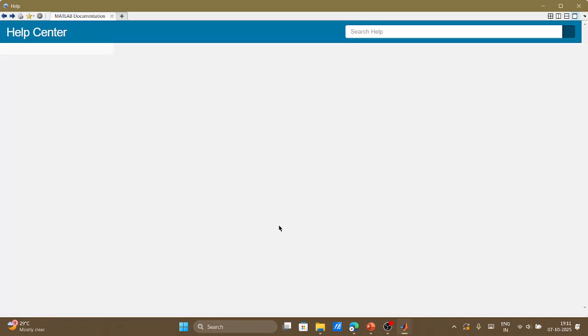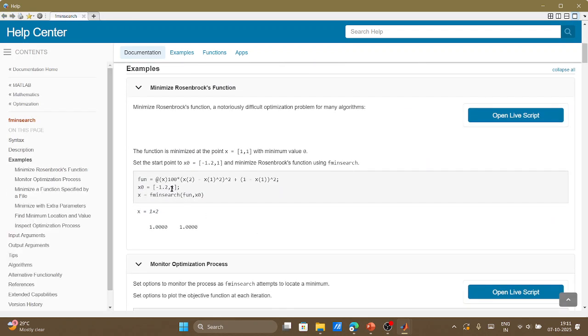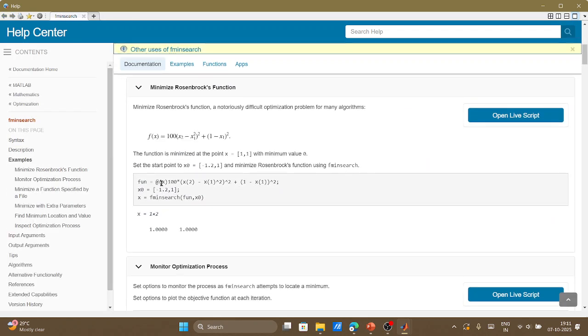Oh, the way I'm calling the function is giving you an error. Let's look at some example. So this is the function, yeah. X value is given, so f means search function and x0. We have done the same thing.